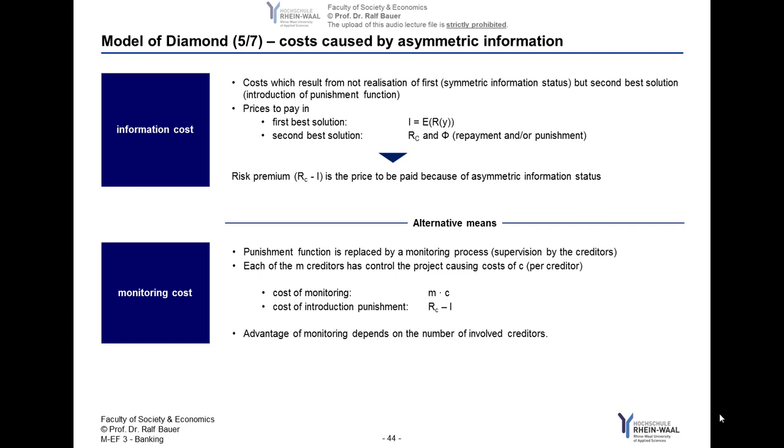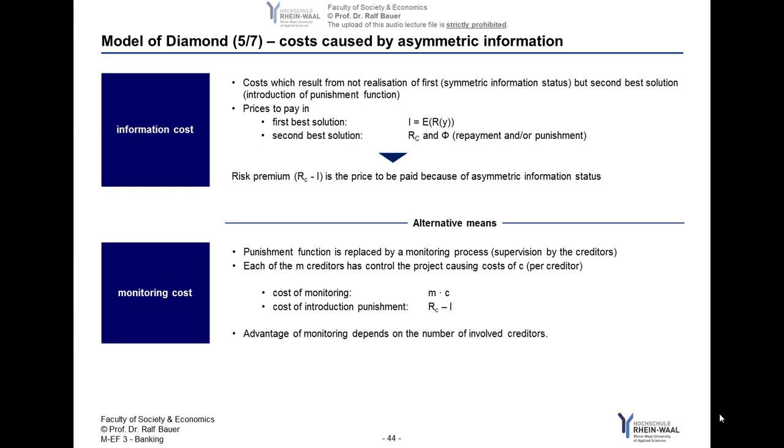We have the risk premium, which is included in the model in order to ensure that our bank is compensated in the case of a loss event by a higher repayment in the case of a no-loss event. So that is due to the status of asymmetric information.